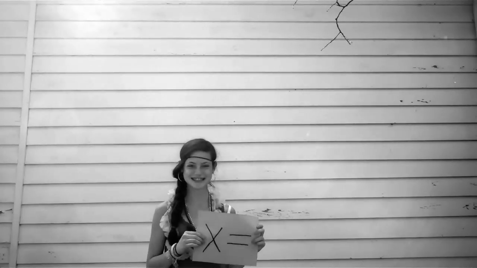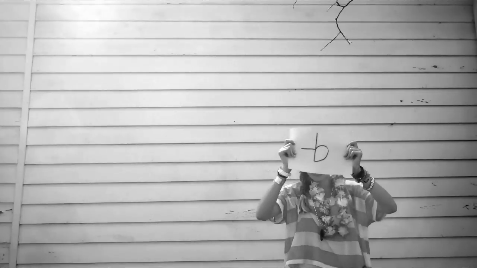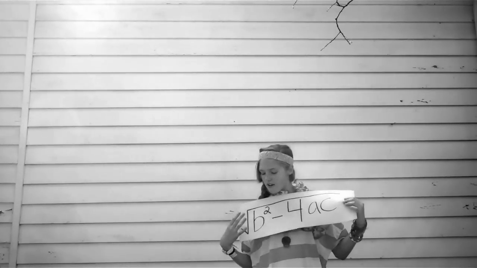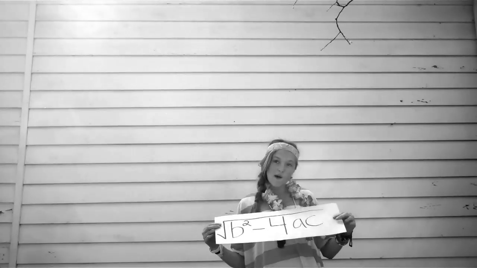They're just the problems. We need to solve them. X equals negative b plus or minus the square root of b squared minus 4ac, all over 2a. Miss Peg, what are you teaching me?